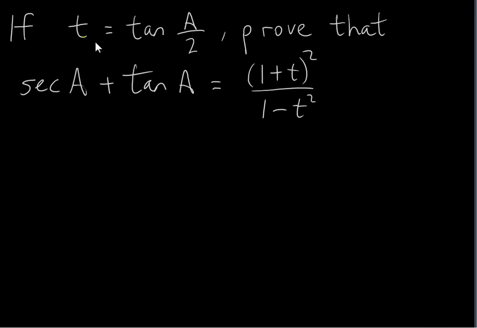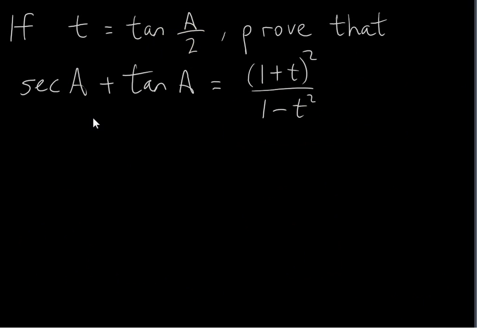Next example. If t equals tan a over 2, prove that sec a plus tan a equals 1 plus t all squared all over 1 minus t squared. So here we have a half angle, a over 2, but we can use one of the double angle formulas proved in previous videos to write tan a in terms of tan a over 2 and also sec a in terms of tan a over 2.